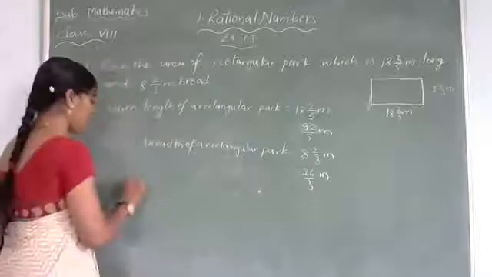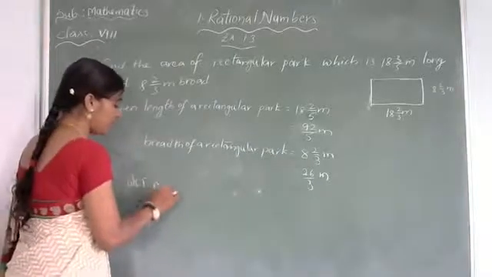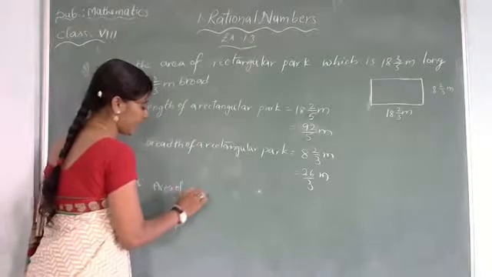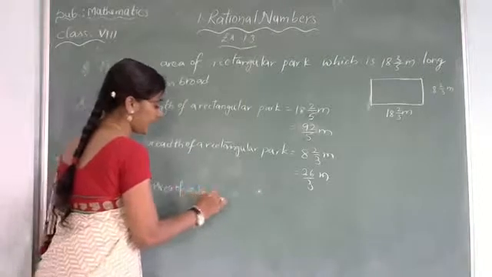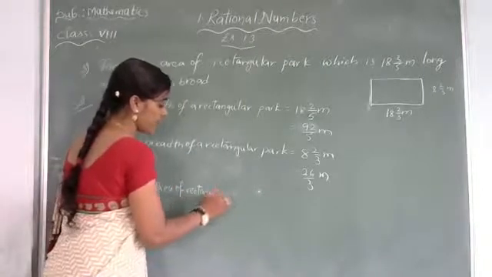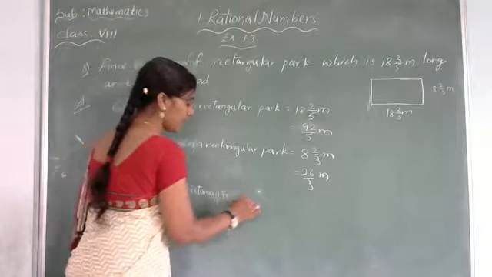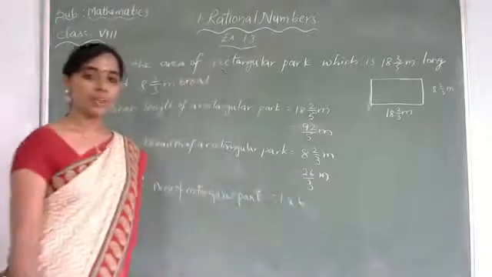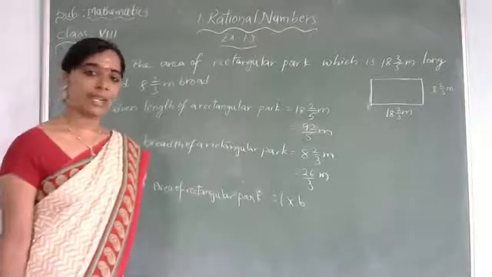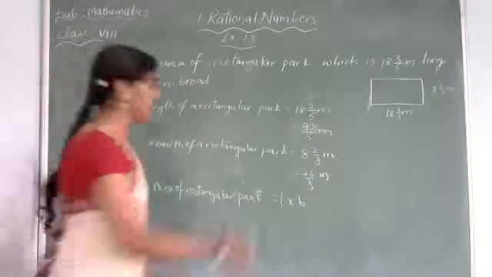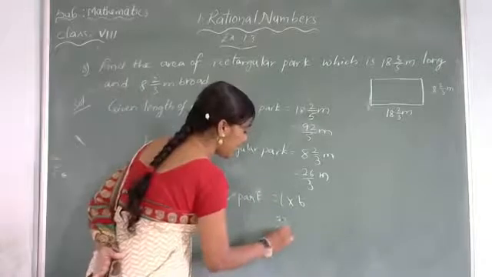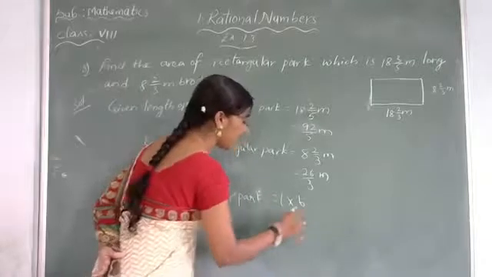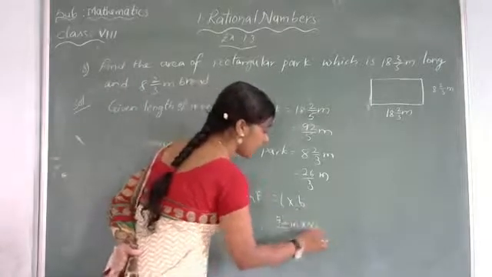Now you all know very well, we know the formula for the area of a rectangle, children. Area of the rectangular park is L into B, length into breadth. What are L and B? Length and breadth. Length into breadth. Length is 92 by 5 meter. Breadth is 26 by 3 meters.